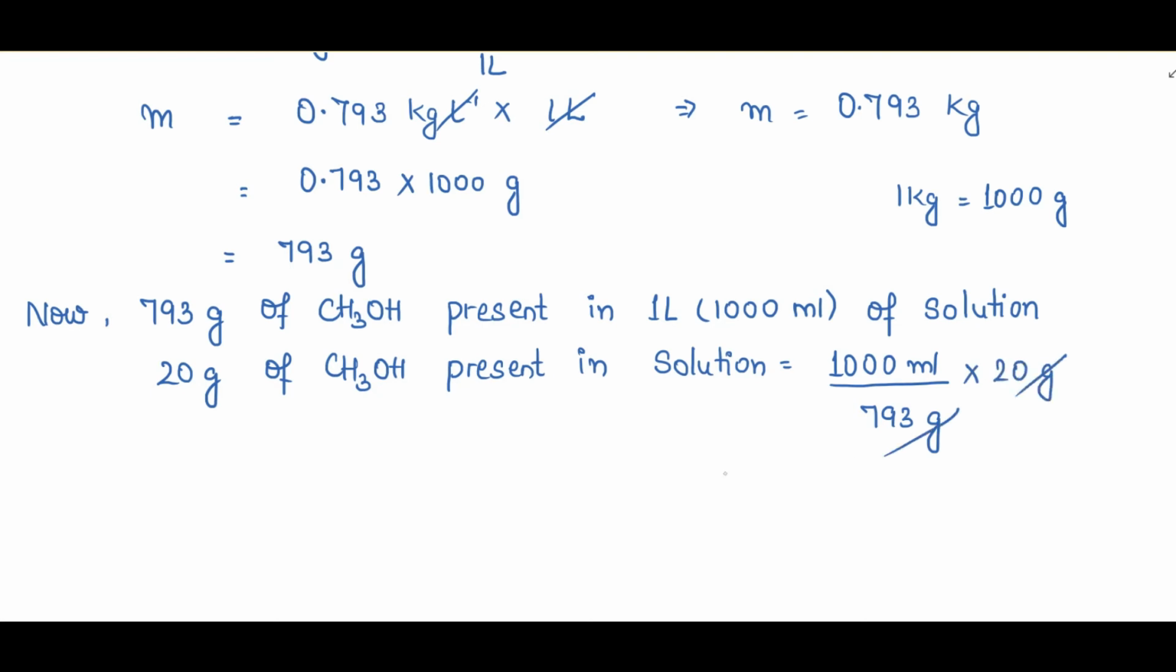Cancel this gram with this. Now 1000 into 20, that will be 20,000 divided by 793. Now units are ml only. So 20,000 divided by 793, your answer is 25.2 ml. This much volume of methanol is present in 0.25 molar when volume of the solution is taken as 2.5 liter.